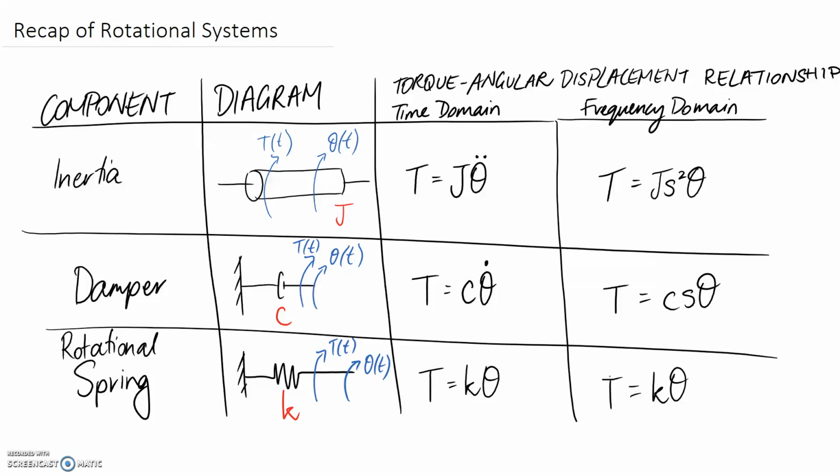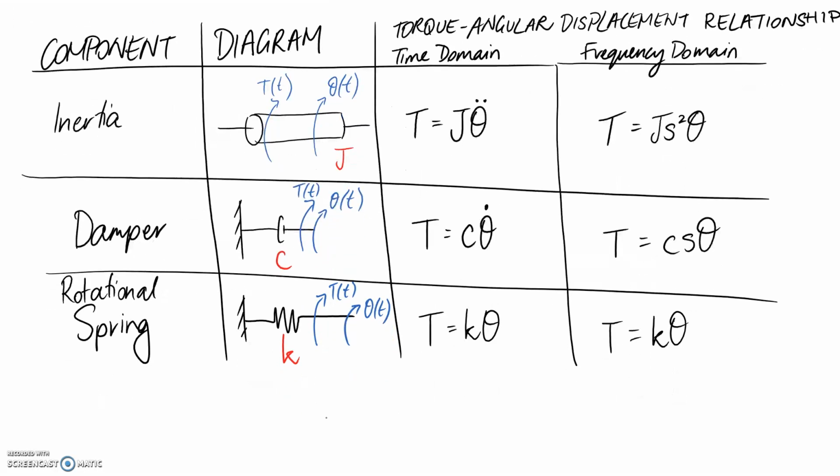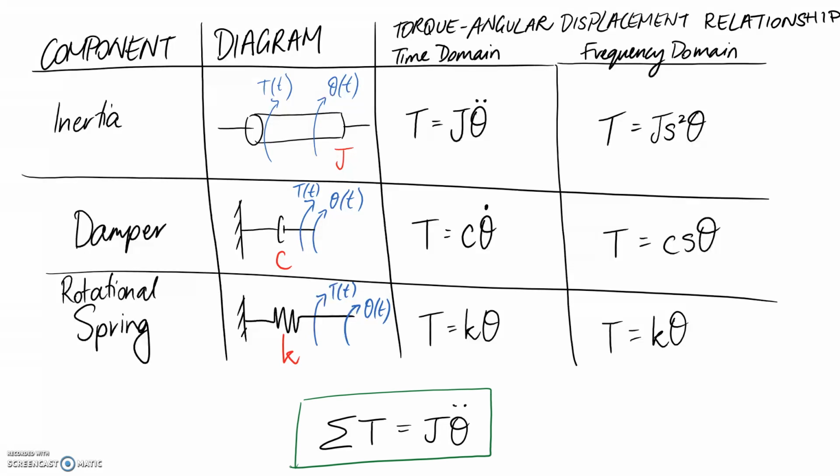Now what we need to talk about is the equation that should be solved for each of your free body diagrams. This time, the equation is that the sum of the torques applied to your shaft needs to be equal to the inertia times the angular acceleration. So this equation needs to be applied to each free body diagram of your rotational system.